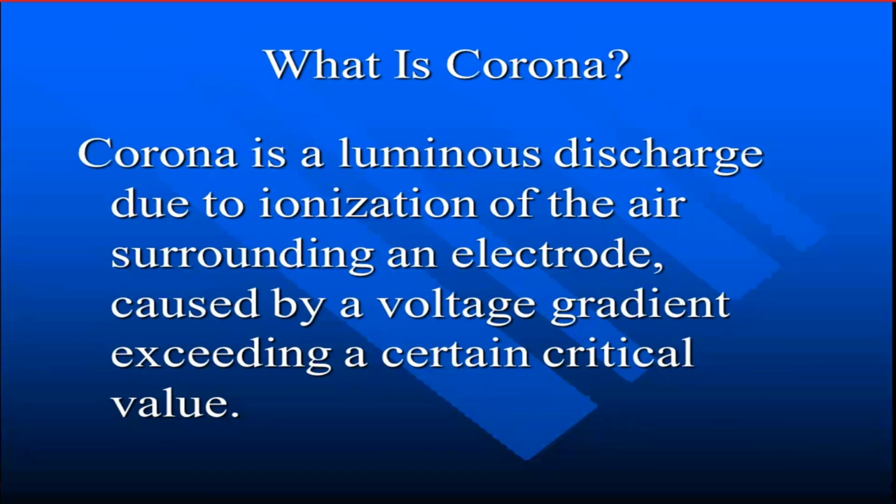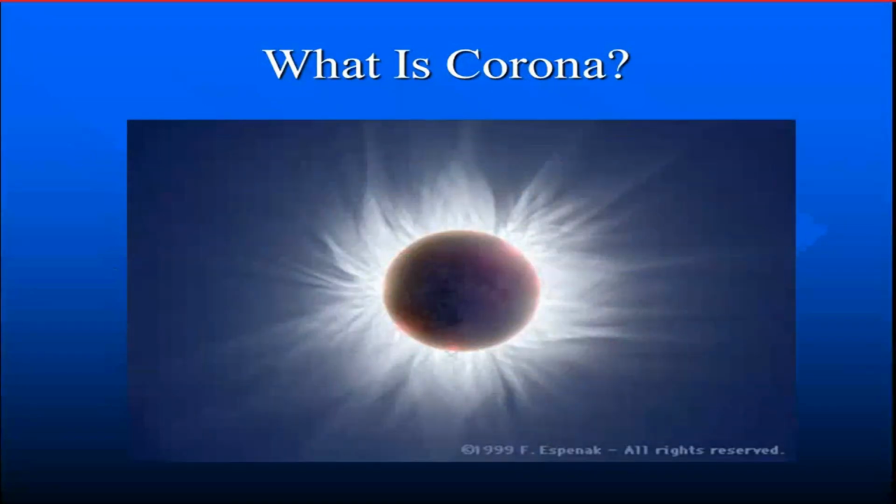What is corona? Corona is nothing but the luminous discharge due to ionization of air surrounding the electrode, caused by a voltage gradient exceeding a certain critical value. You know that for air, the breakdown voltage is 30 kV per centimeter. What is voltage gradient exactly? Suppose this is a conductor, and nearby this conductor, at this point, the electric voltage stress is 400 kV.